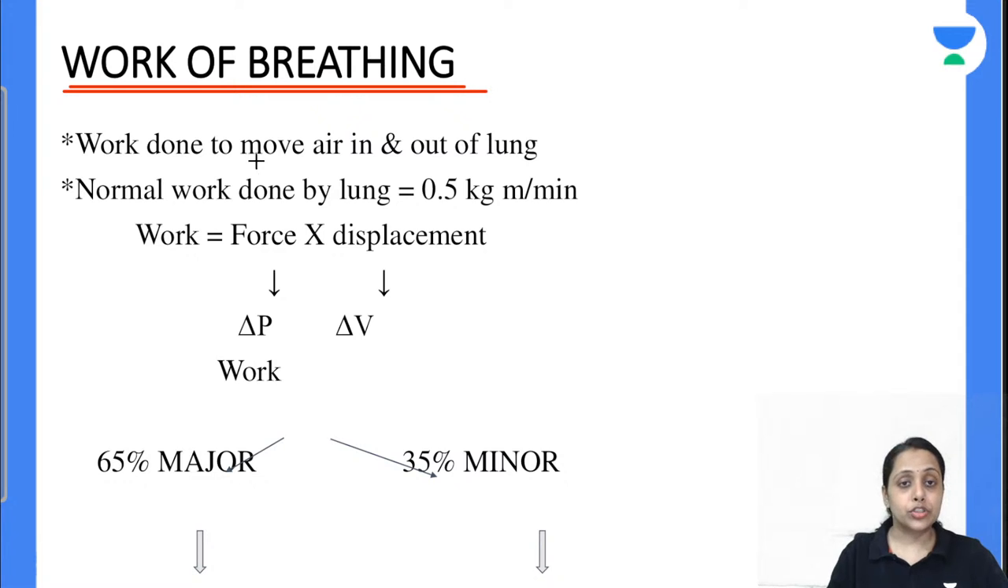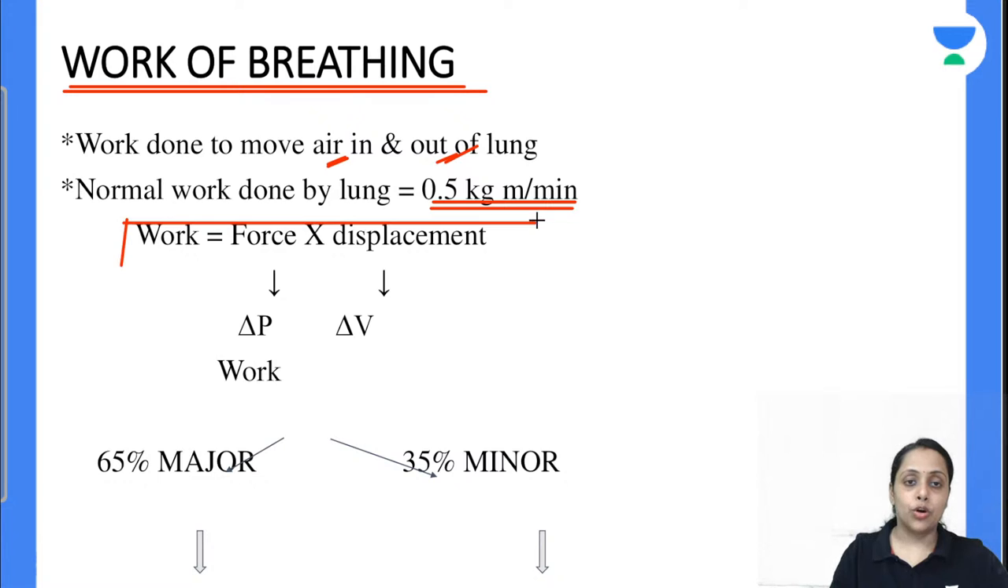Moving further to the work of breathing. ठीक है, वर्क कब होता है? जब हमारा एयर लंग इनहेल करता है या एक्सहेल करता है, दैट इज द वर्क डन. नॉर्मल वर्क डन कितना होता है हमारा लंग का? दैट इज 0.5 किलोग्राम पर मीटर पर मिनट. दिस इज द फॉर्मूला. वर्क इज इक्वल टू फोर्स इन्टू डिस्प्लेसमेंट. फिजिक्स में सभी ने पढ़ा होगा. आउट हियर द फोर्स इज चेंज इन प्रेशर, डिस्प्लेसमेंट इज चेंज इन वॉल्यूम.